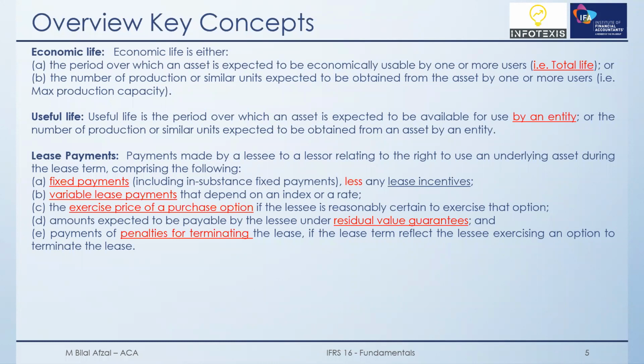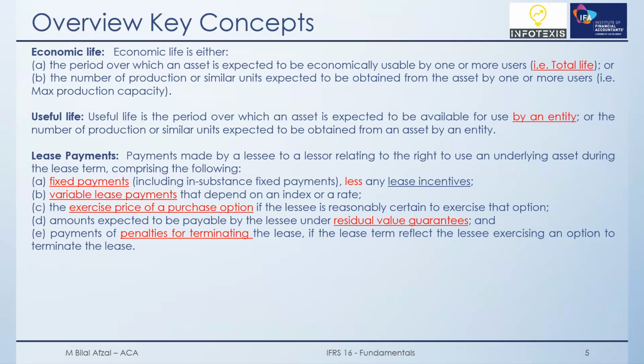Now, the next thing is the amount expected to be paid by the lessee under the residual value guarantee. For example, a lessee may lease an asset for 5 years, and 5 years was the only life of the asset, and the lessee may agree that at the end of the 5 years, I will pay 100,000 to the lessor, or 200,000, whatever the amount is. If the lessee has guaranteed any amount as a residual value to the lessor, that has to be considered as a part of lease payments.